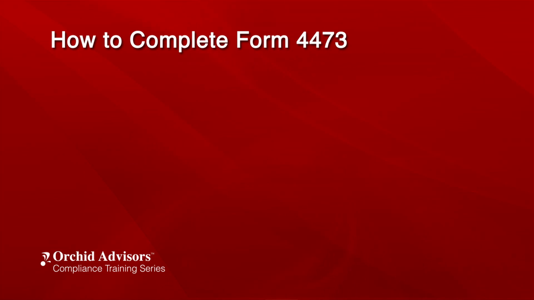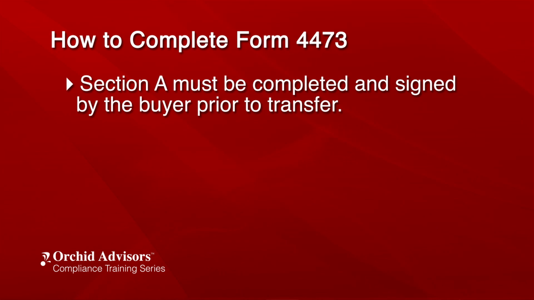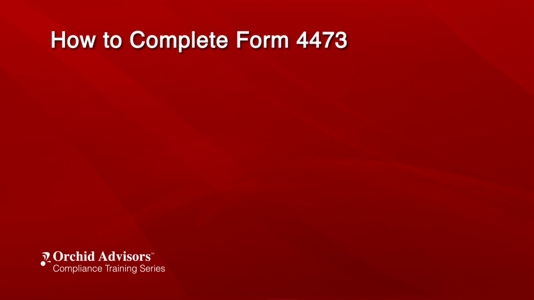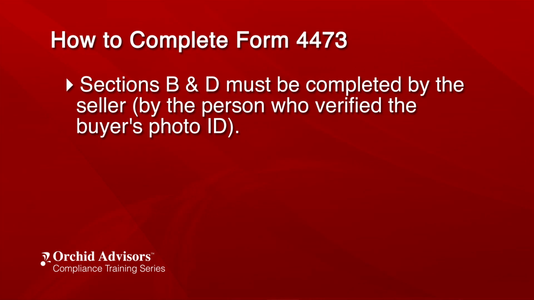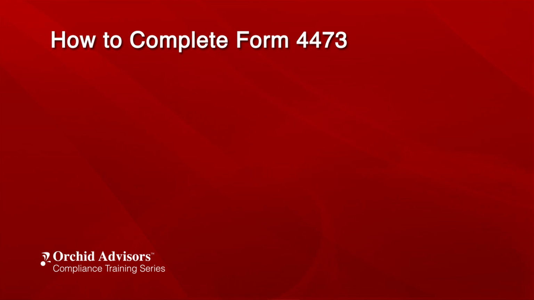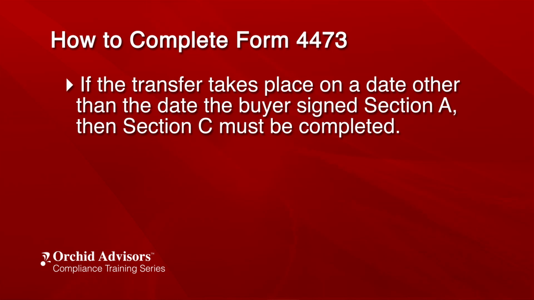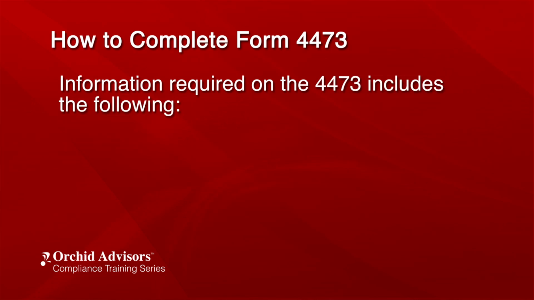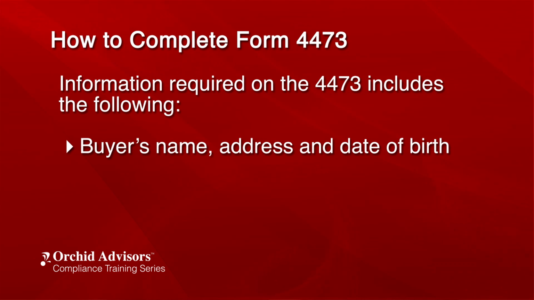Different portions of Form 4473 must be completed and signed by the buyer and seller. Section A must be completed and signed by the buyer prior to transfer. Sections B and D must be completed by the seller, by the person who verified the buyer's photo ID. If the transfer takes place on a date other than the date the buyer signed Section A, then Section C must be completed. Information required on the 4473 includes the following: buyer's name, address, and date of birth.